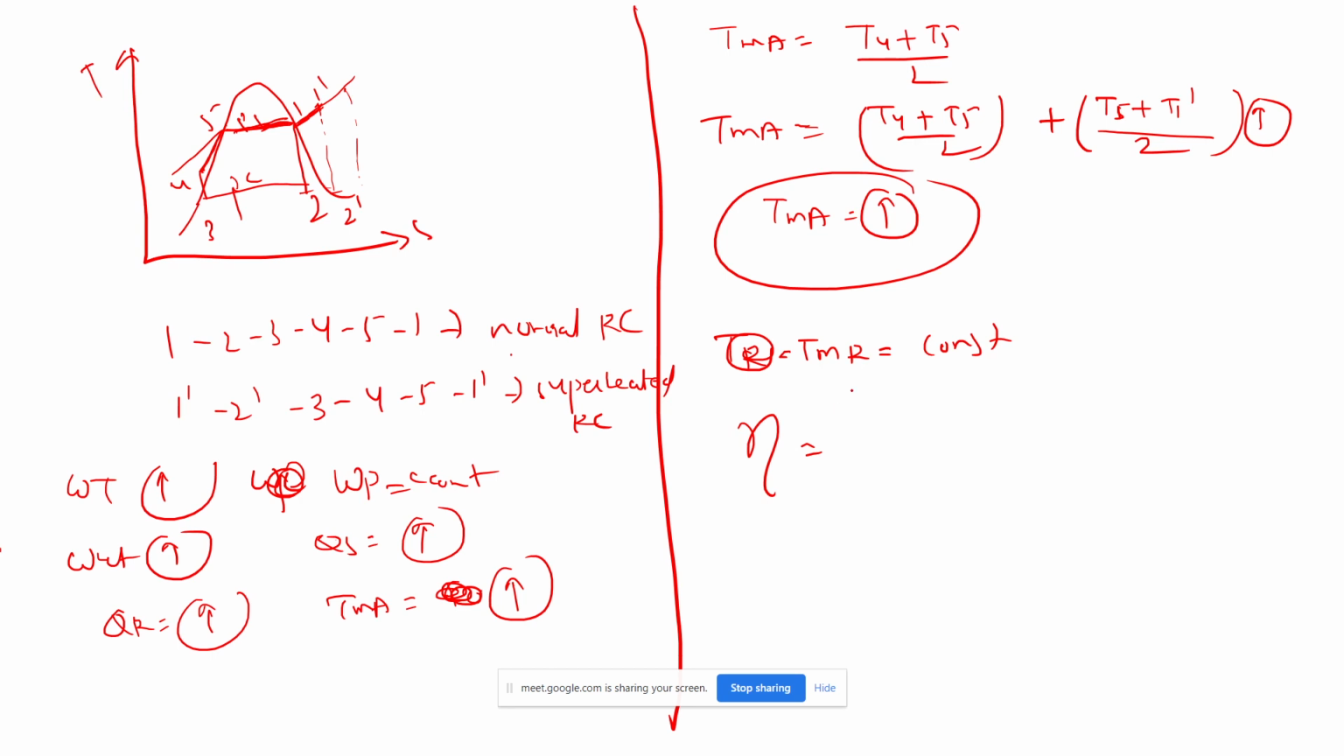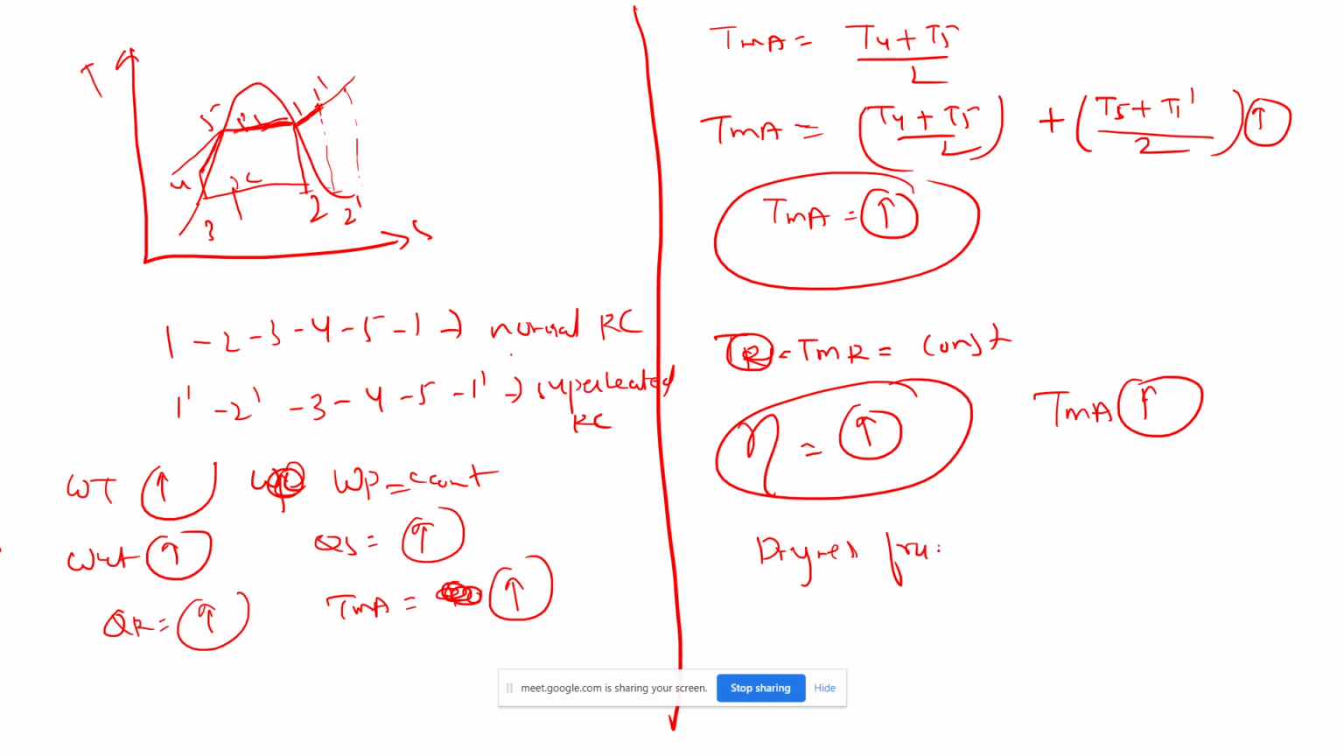Increases, same, because the mean temperature of heat addition is increasing. Dryness fraction? Increases. Previously it was here, so we will draw these lines. This point can be on this also, or below, it can occur anywhere, but from here we can see it is increasing. So x2 dash is higher than x2 here.